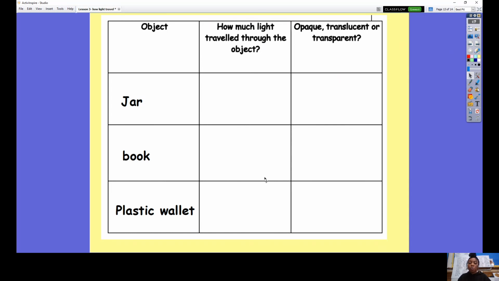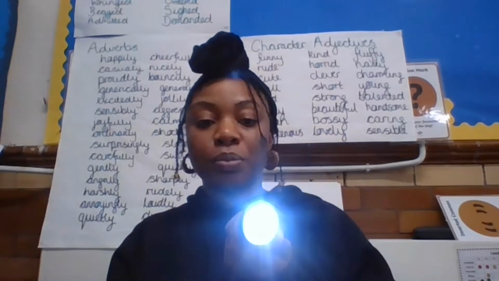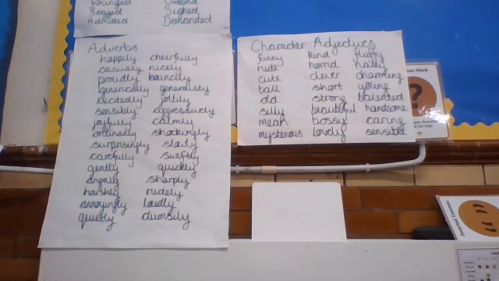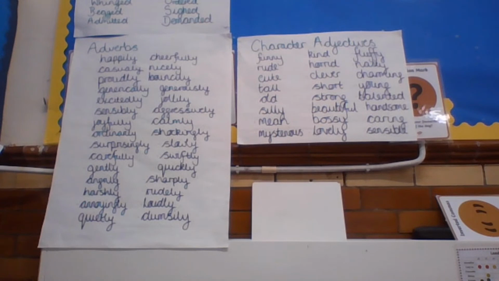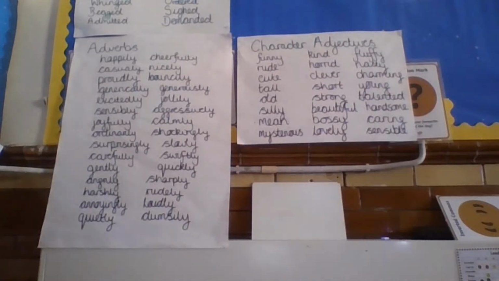What you will need to do is you can turn off the light in the room. And what you're going to do is you're going to test how much light shines through them. So you're going to need a light source. I have my light source here, which is the torch. What I'm going to do, just to make it easier for you all to see, is I'm going to turn off my light. Because it's daytime, it's still a bit light.